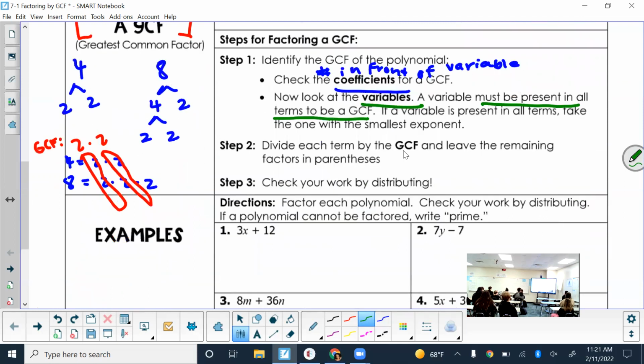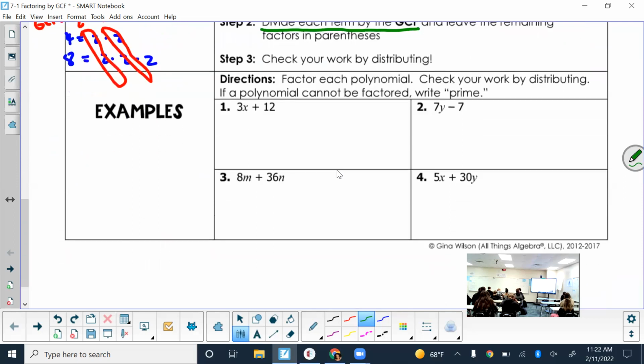Lastly, once you identify your GCF, that will go outside the parentheses. Inside the parentheses is what you get from dividing each term by the GCF. And then you can always check your work by distributing. If you distribute and get the original problem, you know you factored correctly. So let's put all those steps to use.